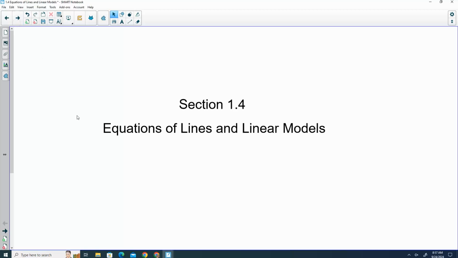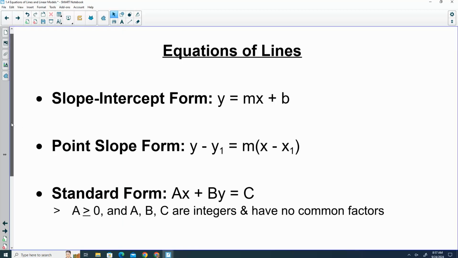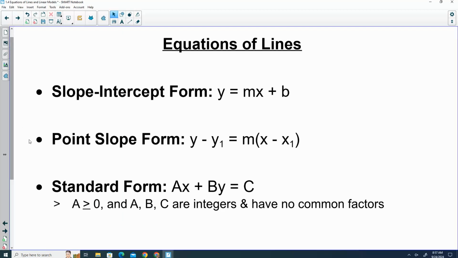So when we're talking about equations of lines, we really have three different forms that we might see it in. The first one we were talking about on Thursday and Friday when we were graphing our lines: y equals mx plus b. We know in that, what does m represent? Slope. What is b? The y-intercept.